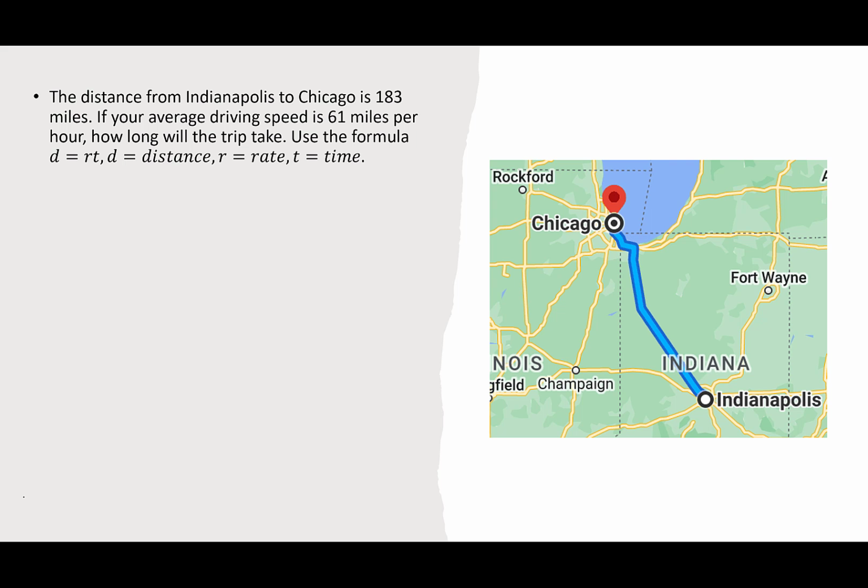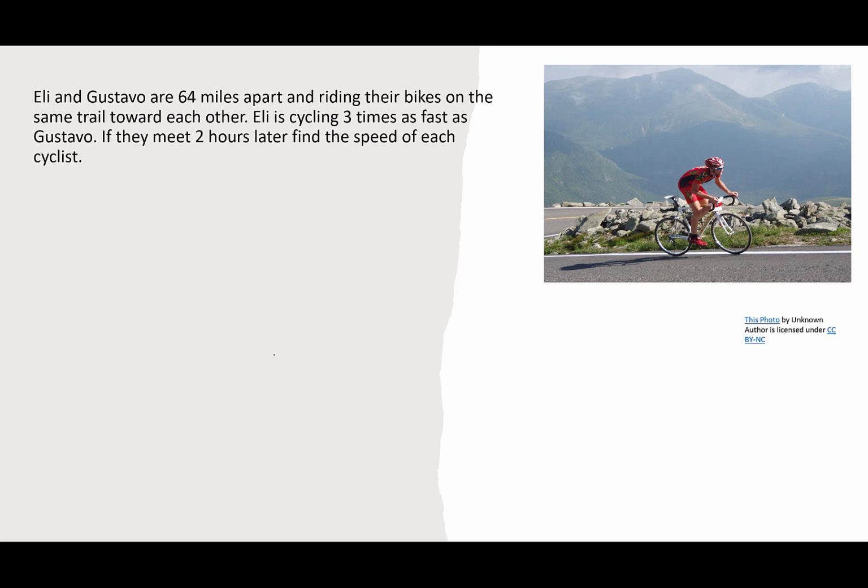So let's just put our numbers into this formula. So D is equal to RT. Our distance is 183. Our rate is 61 miles per hour, and our time is unknown. I'm going to take the 183, I'm going to divide by 61, and that's going to solve for time. This says it's going to take us 3 hours to make this trip. So let's try another one.